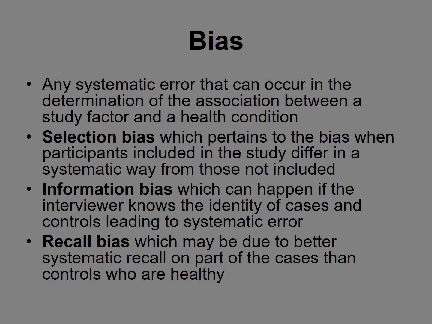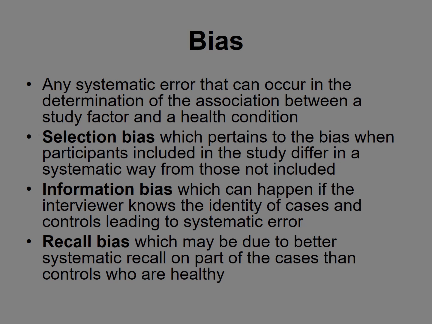Maybe the way that you are asking questions or reading the measurements is kind of leaning towards something that is more favorable. That's information bias. It happens if the interviewer or the person doing the measurement knows the identity, and that in some way affects their behavior, the way they observe, the way they measure.